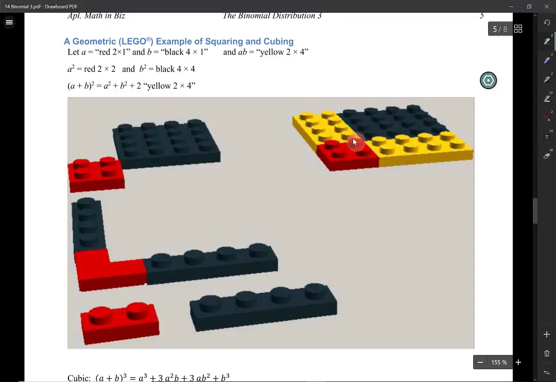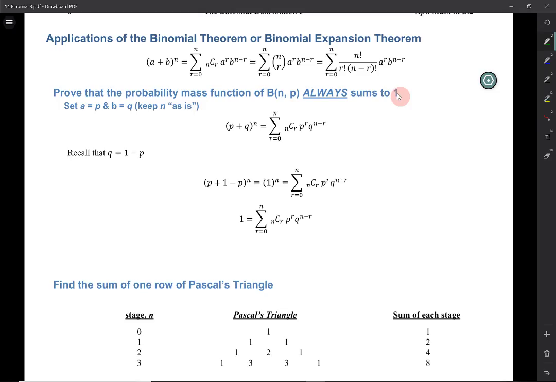How could you prove that the probability mass function of the binomial distribution always sums to 1? How could you prove that? So we have this tool, this formula. That's our starting point. And what we'll do is say that A is equal to P, the probability of success, and B is equal to Q, the complement, 1 minus P. Okay, so if we say A is P, we get that. If we say B is Q, we get that, right?